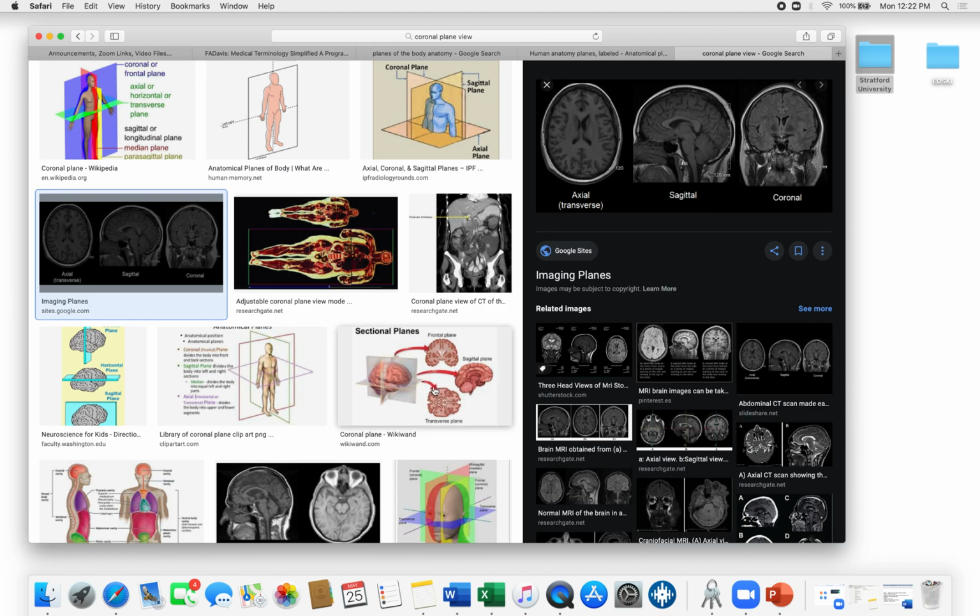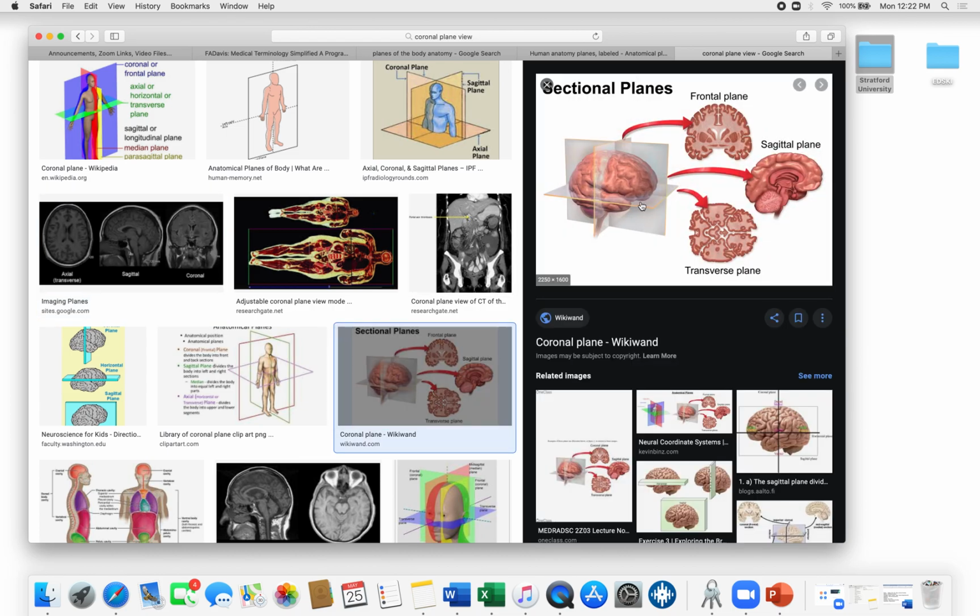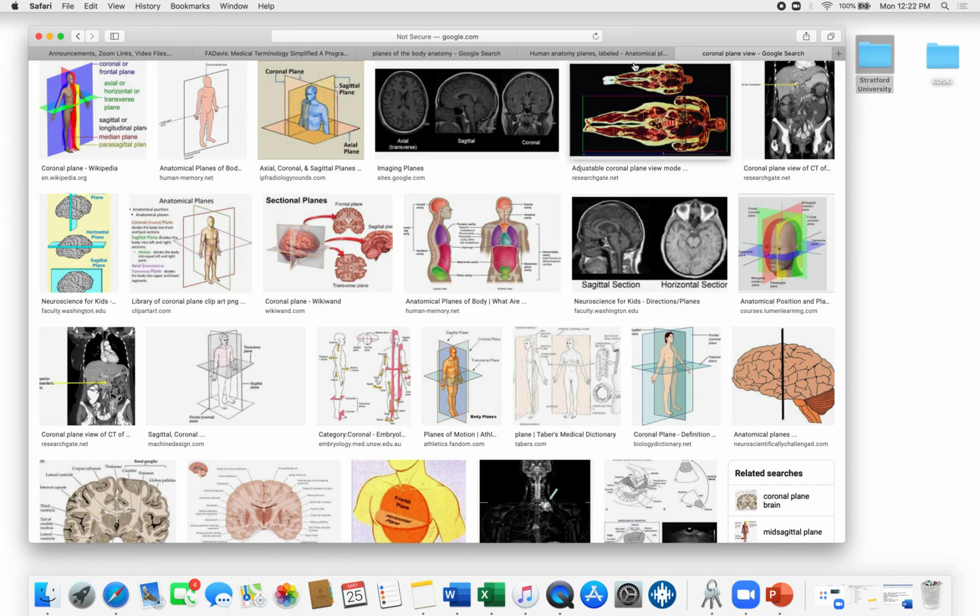Here's another way to look at it. Is like a superior and inferior, or a top part and a bottom part. Here's also another way to look at it as well. Okay, so these are the different kinds of views that you would get in diagnostic medicine.